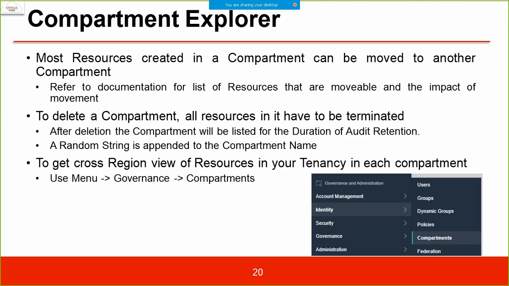A random string is appended to the compartment name to get a cross region view of resources in your tenancy. You can go to the menu, Governance, and Compartments.